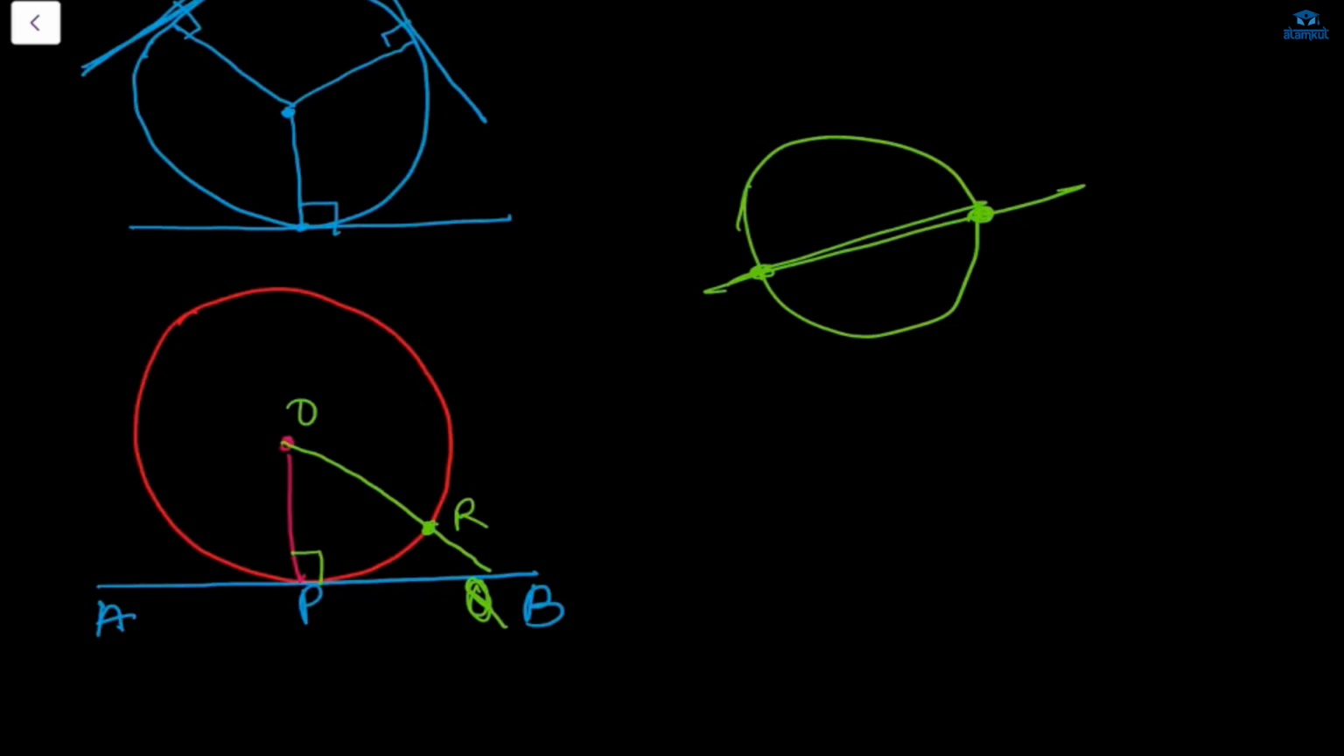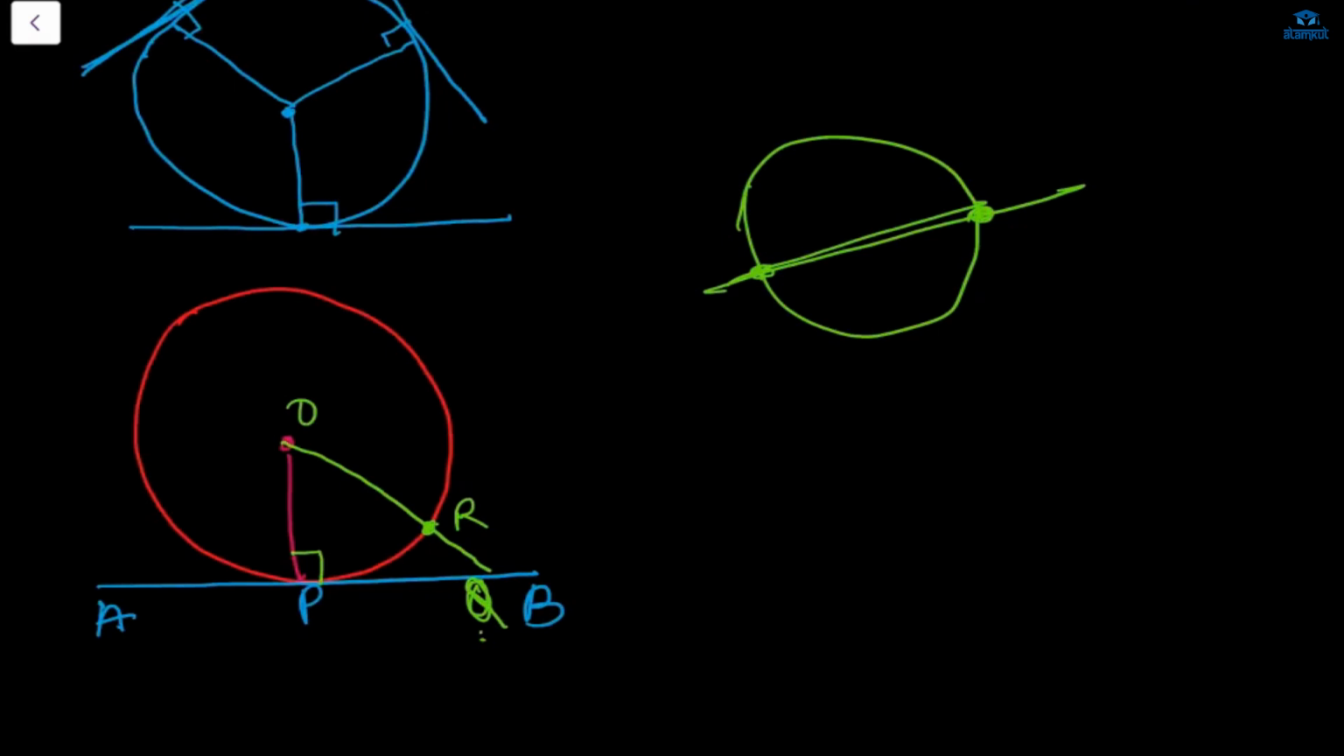Okay, now let's see. So till now we have done construction. We have taken a point Q on a tangent AB, and we have joined this point Q to O, giving OQ. I was telling that this point Q cannot touch the circle because this is a tangent.